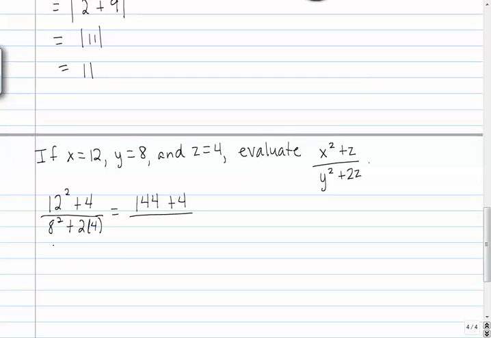And then in the denominator, you have an exponent, you have addition, and you have multiplication. So you'll do your exponent first. 8 squared is 64. Okay, go ahead and add the top. 144 plus 4 is 148. And then on the bottom, you would do your multiplication next. 2 times 4 is 8. So we'd have 64 plus 8. So if you add the numbers on the bottom, you have 148 over 72.